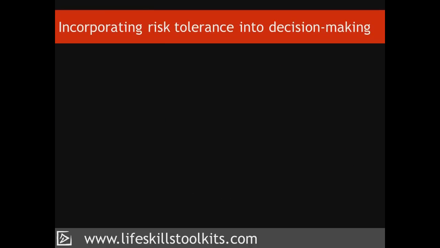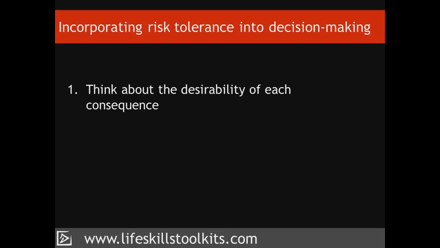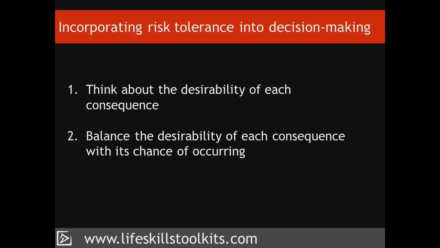Incorporating your risk tolerance into your decision making involves doing three things. 1. Think about the desirability of each consequence. 2. Balance the desirability of each consequence with its chance of occurring. 3. Choose the most attractive alternative. Here's an example of how to use this approach.